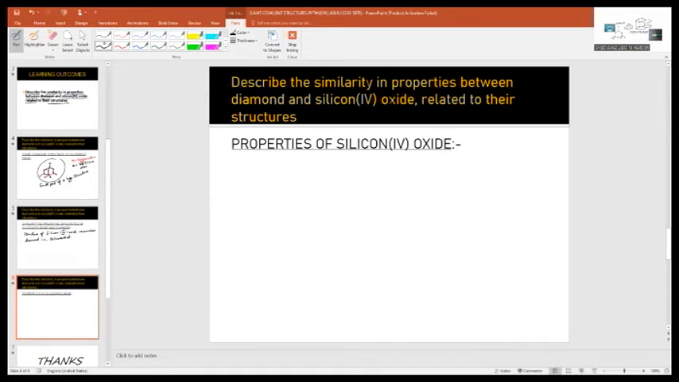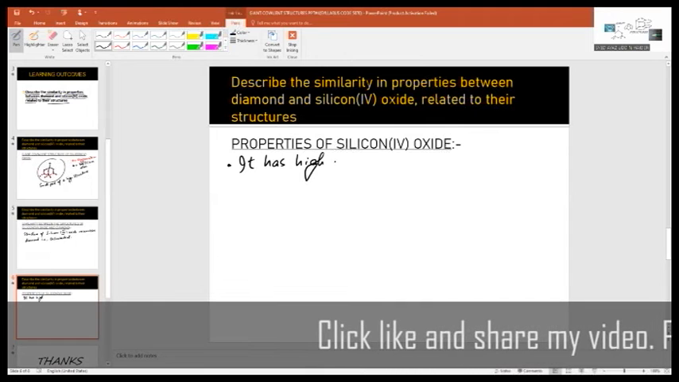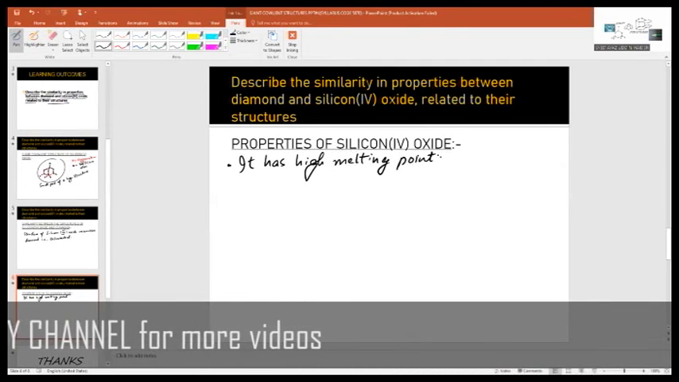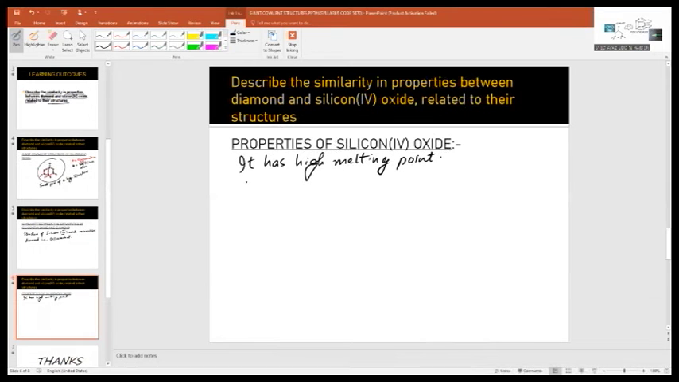Properties of silicon(IV) oxide. It has a high melting point, just like diamond. The reason: it contains many strong covalent bonds, because it contains many or strong covalent bonds. It needs a lot of energy to break the bonds.